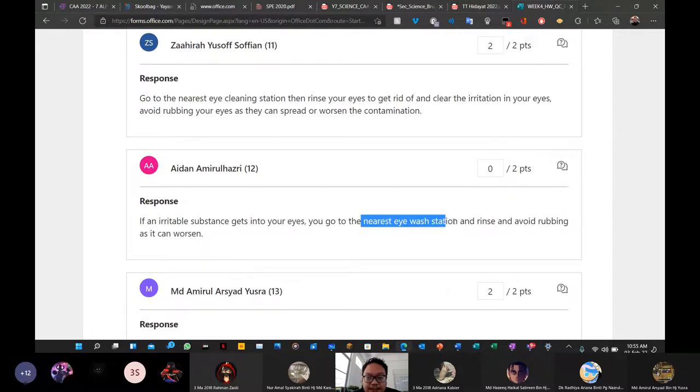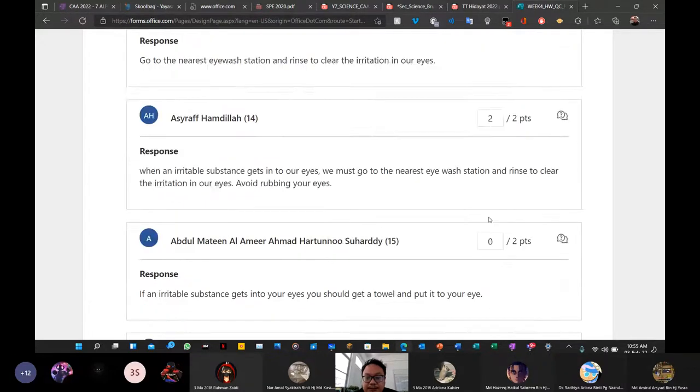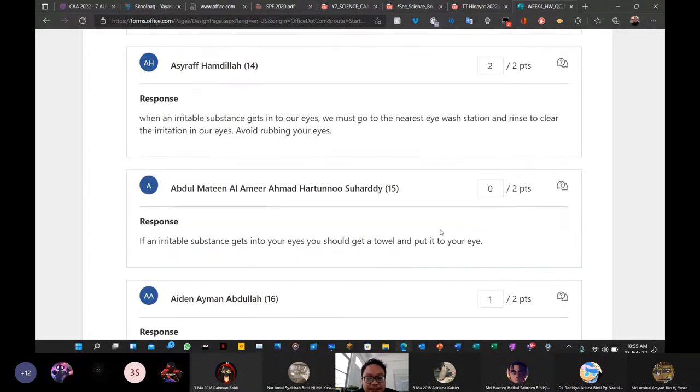Ini lagi, nearest eye wash station and rinse. This should be two marks. Let's have a look again. Irritable substance, you should get a towel. No, not get a towel. Like I mentioned today, you go to the nearest eye wash station and rinse your eyes, not using a towel at all.